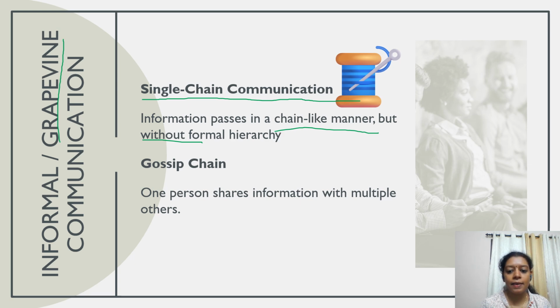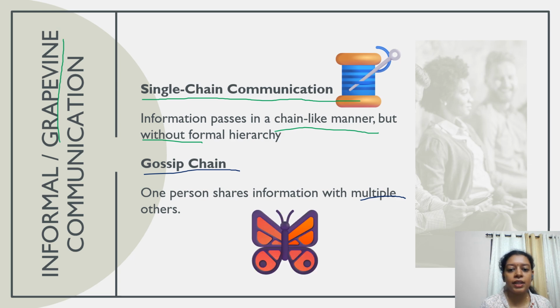And the next one is called the gossip chain. One person shares information with multiple others. For example, a staff member spreads a rumor about a new organizational policy to their colleagues. That is the gossip chain. Here you can connect it with a butterfly. Picture a social butterfly who loves telling everyone everything. By connecting the gossip chain with the butterfly, you can easily remember it. One person shares with everyone else. That is the gossip chain.